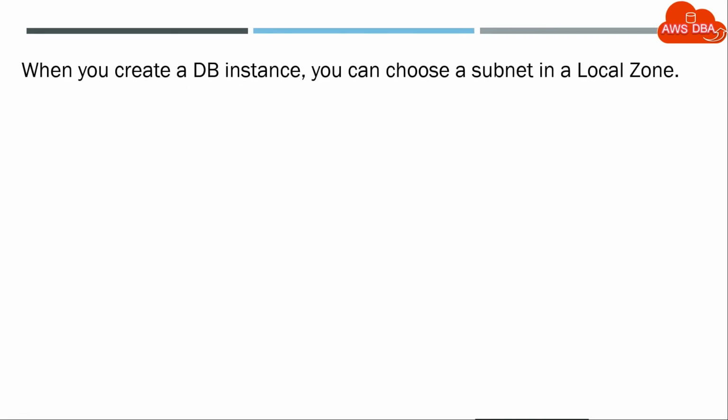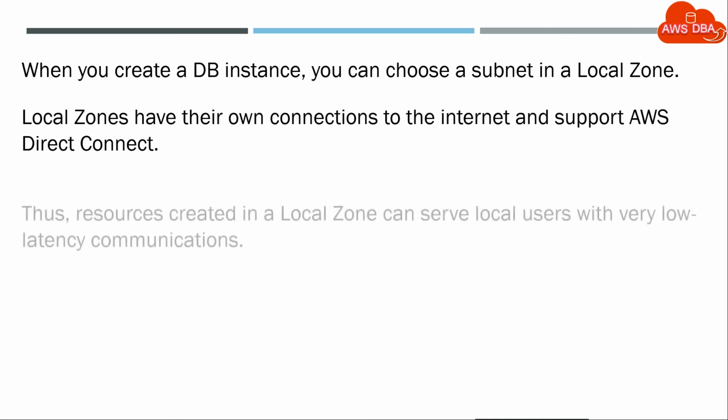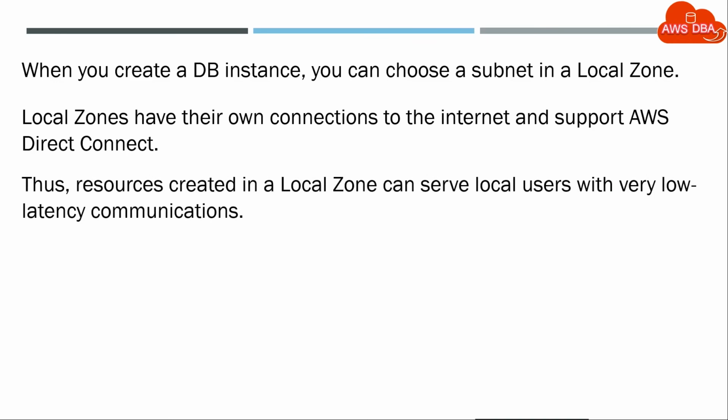When you create a DB instance, you can choose a subnet in a local zone. Local zones have their own connections to the internet and support AWS Direct Connect. Thus, resources created in a local zone can serve local users with very low latency communication.